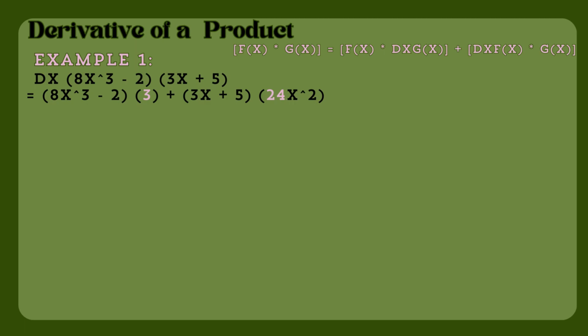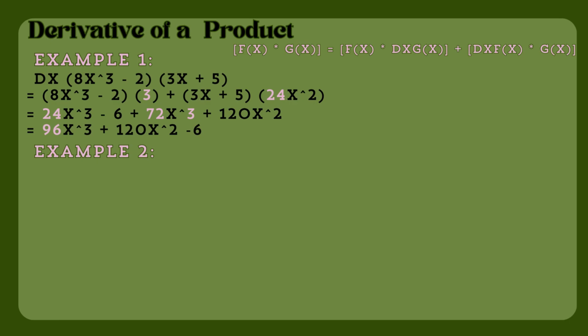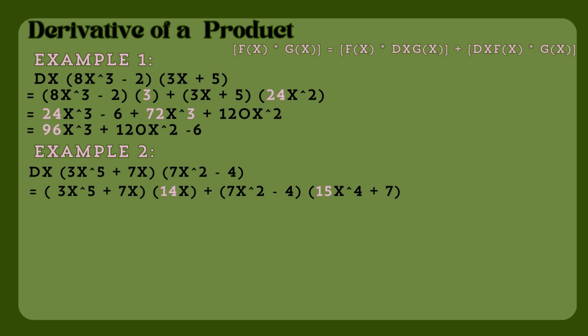And then combine like terms. 72x raised to 3 plus 24x raised to 3 is equal to 96x raised to 3, and bring down the rest of the terms. So the final answer will be 96x raised to 3 plus 120x squared minus 6. Here's another example. The derivative of 3x raised to 5 plus 7x multiplied to 7x squared minus 4.